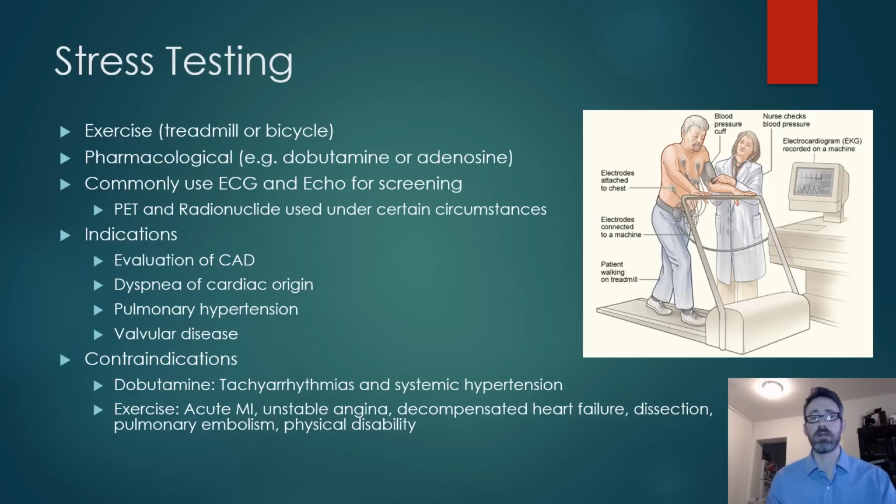I mean, it should seem obvious that if somebody's coming in acutely with chest pain into your ER, you're not going to be putting them on a treadmill. Or if they're in your office and start to have chest pain and they're having an acute MI, then you're not going to be stress testing them, right? Physical disability would prevent them from doing an exercise, but then we could do something pharmacological. That would help us figure out what's going on there.